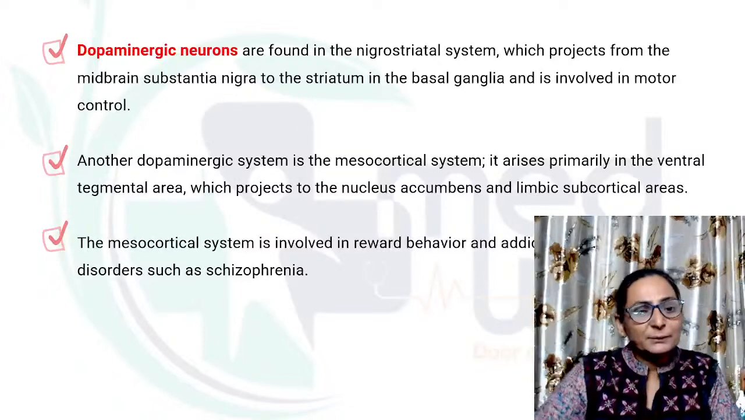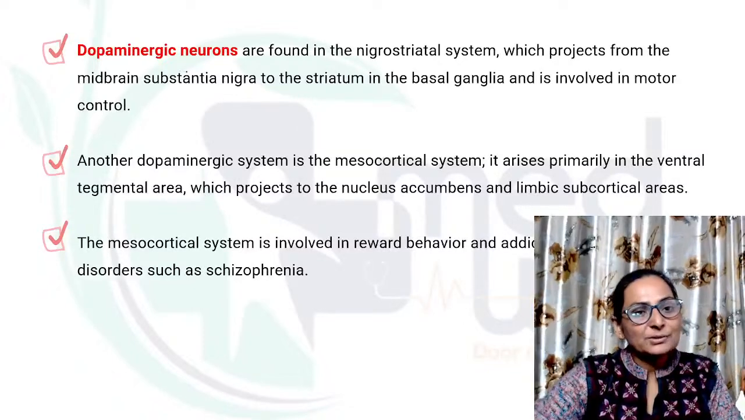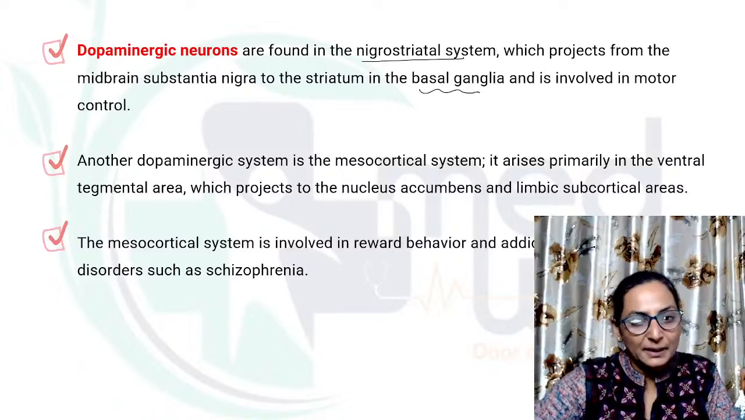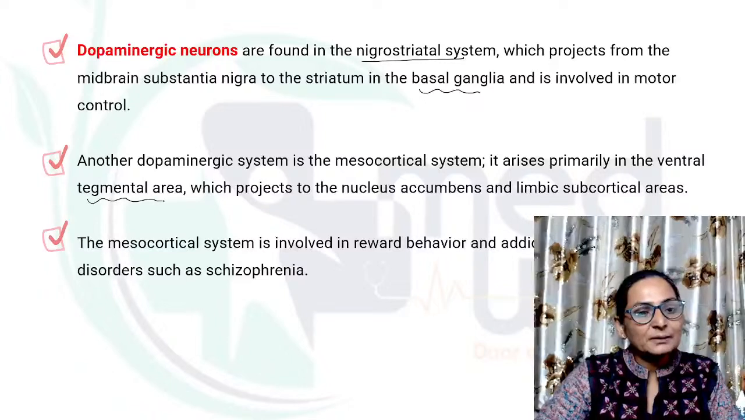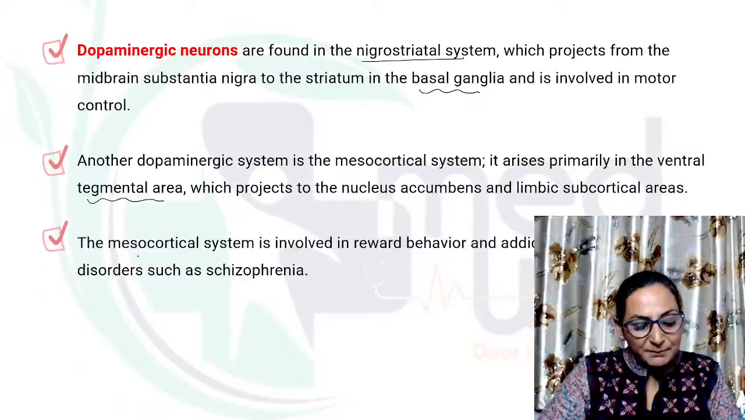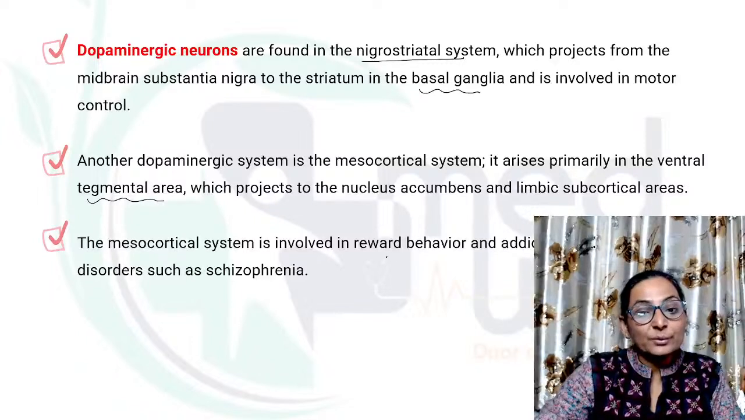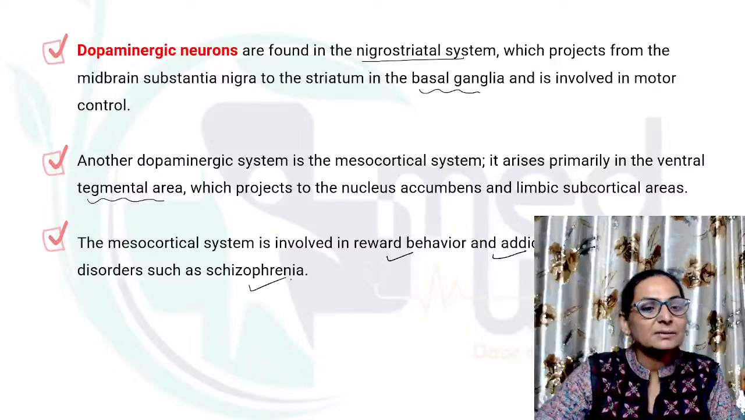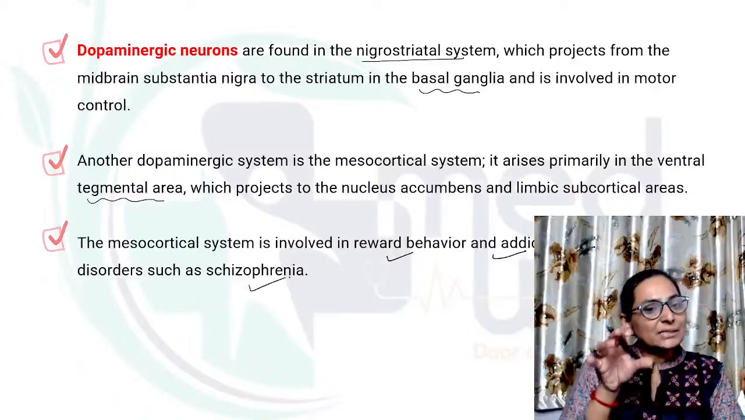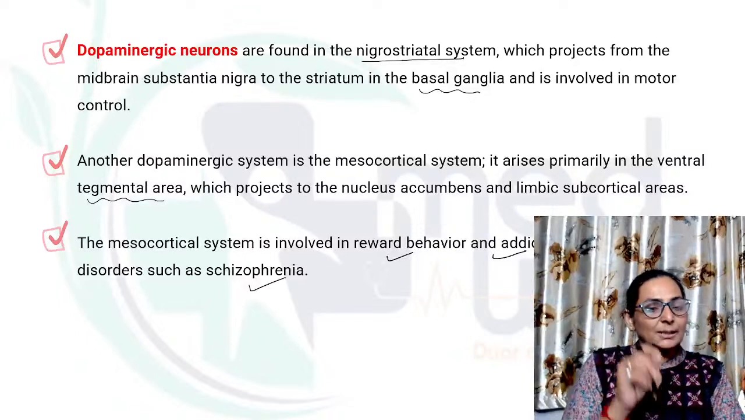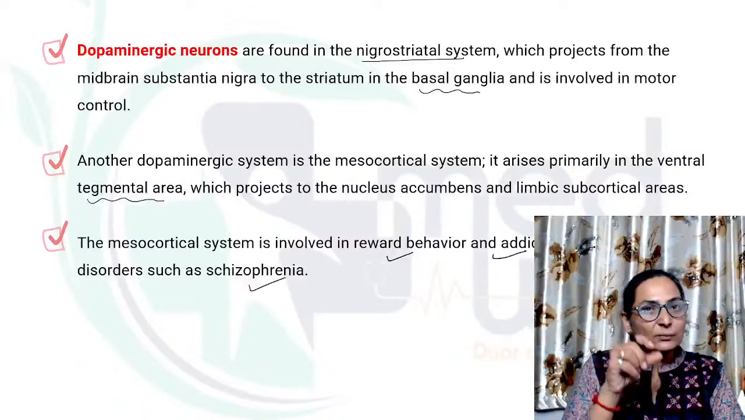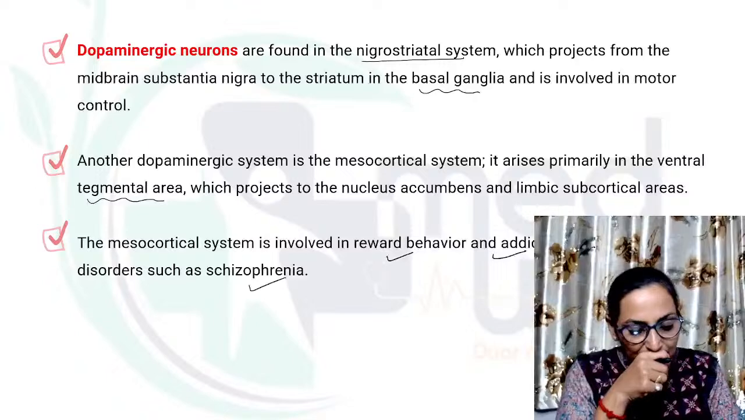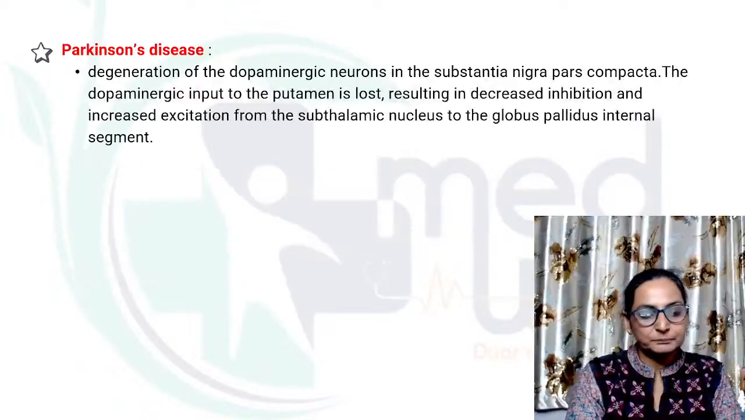Another thing you must remember is that these dopaminergic neurons are present in the nigrostriatal system, that is in the basal ganglia, and also in the tegmental areas. This mesocortical system is associated with reward and addiction and certain psychiatric disorders like schizophrenia. As an extra edge, remember that dopamine in the kidneys is a renal vasodilator. It increases the renal blood flow.